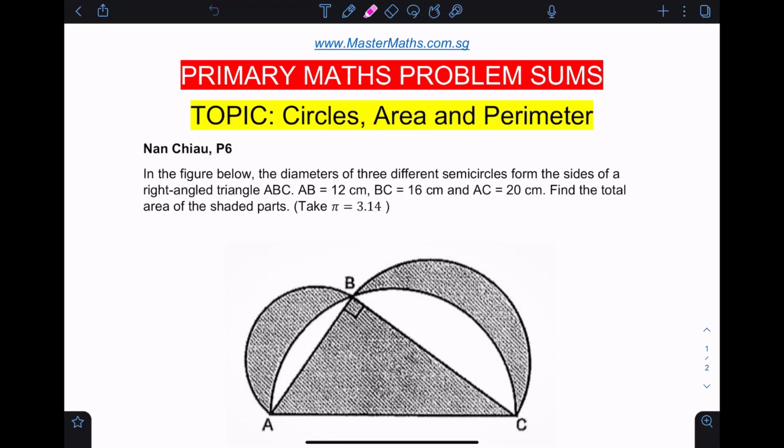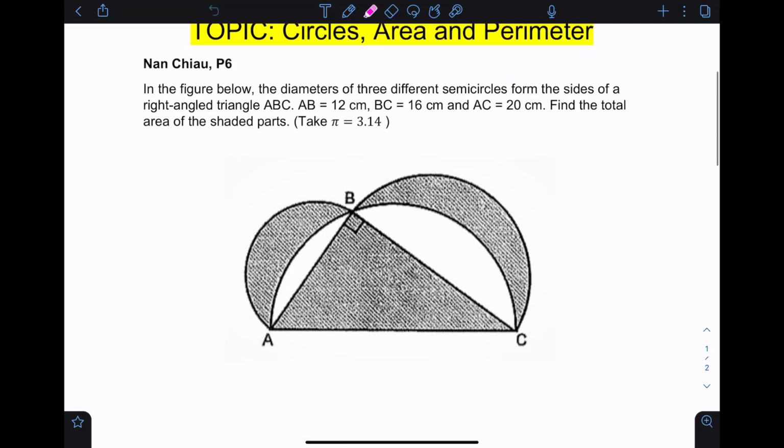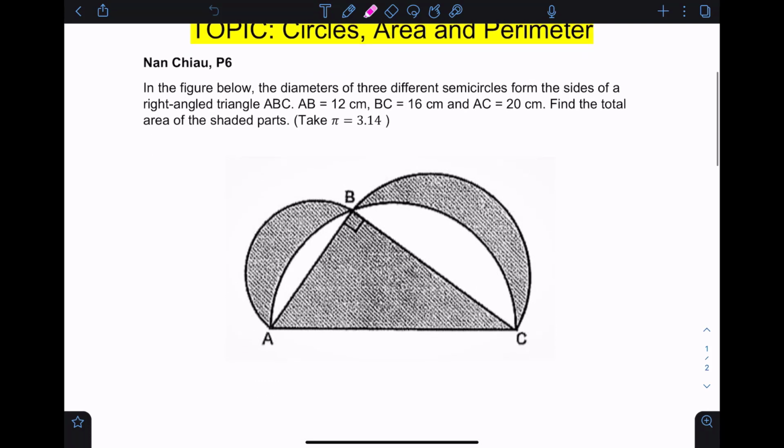Okay friends, over here we have a circles area and perimeter question from the Nanqiao School, Primary 6 exams. In the figure below, the diameters of 3 different semicircles form the sides of a right angled triangle ABC. So all these are diameters of their respective semicircle. This one here is a diameter of this semicircle, this one here is the diameter of this medium-sized one, and this one here is the diameter of this largest semicircle.